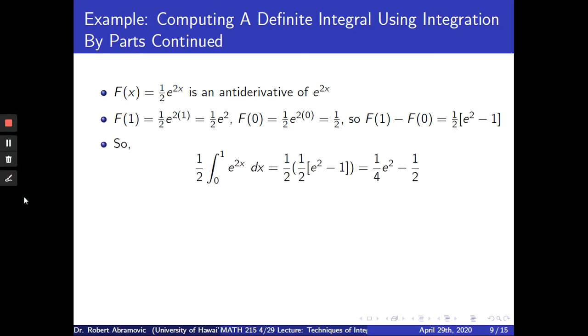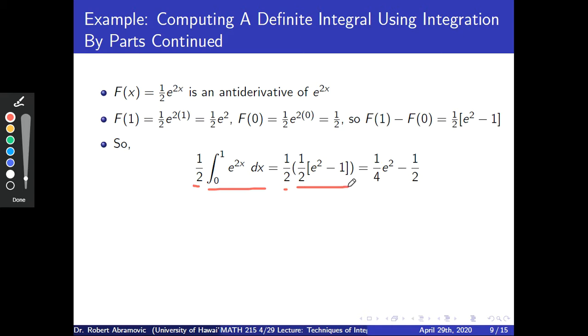That means that the definite integral from 0 to 1 of e to the 2x times dx times 1/2 is equal to 1/2 times 1/2 times e squared minus 1. Distribute 1/2, we get 1/4 times e squared minus 1/2. That's because this 1/2 got distributed to here, and we multiply that by 1/2, so we get 1/4 e squared minus 1/2.